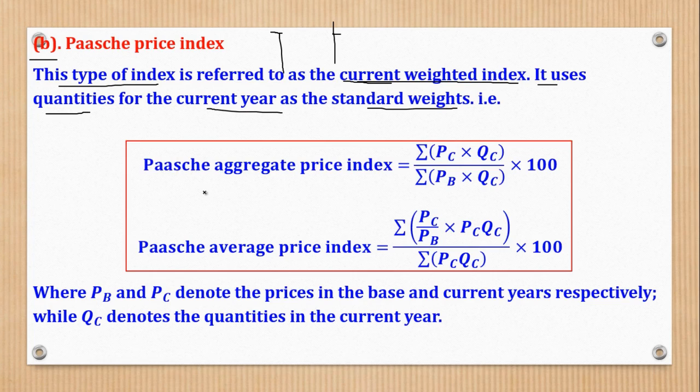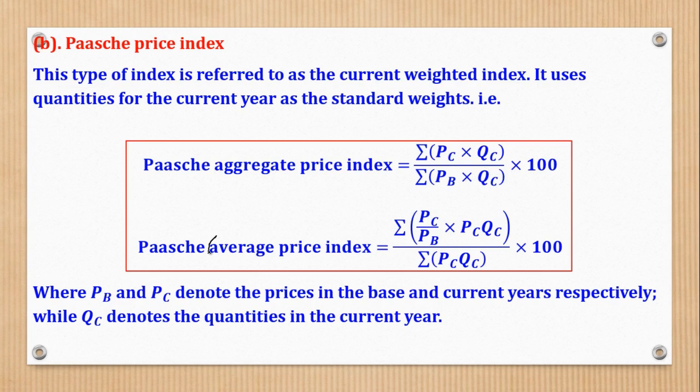And Paasche also has two parts. It has the aggregate part and also the average part. So the aggregate part is given by the summation of PC times QC divided by the summation of PB times QC, everything multiplied by 100. It is a little different from the value index in that for the value index there was QB.